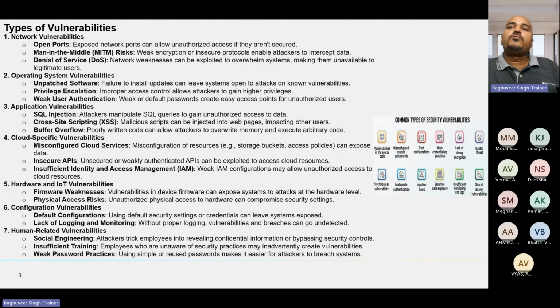Configuration vulnerabilities, default configurations. For example, I'm using a system with default configuration, admin username and password, default passwords, default credentials. That's a default configuration vulnerability. Most recently this happened, I just don't remember with whom. They had a legacy application which was using default credentials, and because of which hackers were able to exploit it. They were able to discover that vulnerability, they exploited it, and they were able to steal data from the company.